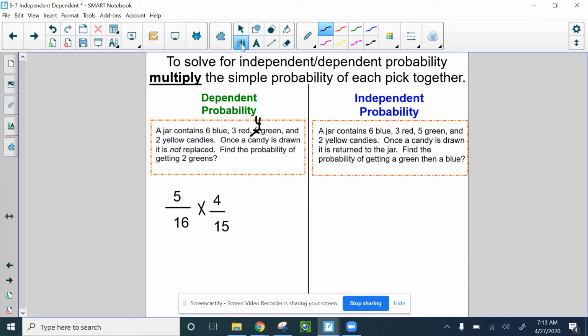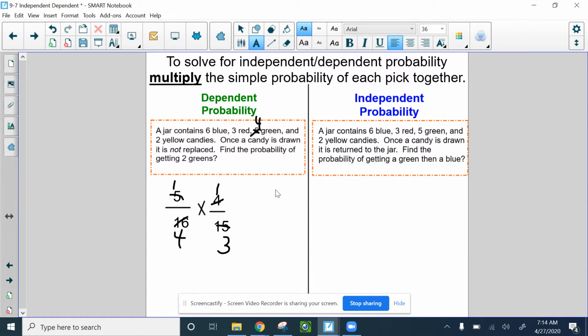So I would now multiply my two probabilities together. So if I want to do this, I'm going to cross cancel. This 5 becomes a 1 and this 15 becomes a 3. Cross canceling along the other diagonal, this 4 becomes a 1 and this 16 becomes a 4. You don't have to cross cancel, it just saves you some work in the end. So when I look at this, 1 times 1 is 1, 4 times 3 is 12. Another mistake there, but I'm going to try not to make any mistakes like the last video. So I'd get my probability of getting 2 greens as 1/12.